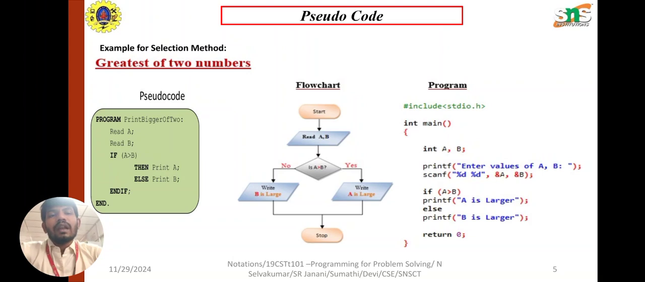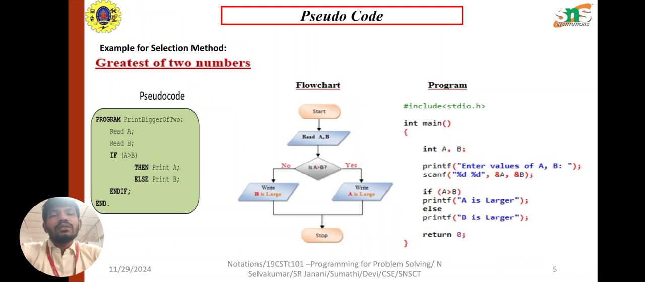If a is greater than b, then it displays the output that a is larger. If a greater than b is a false statement, it directly prints that b is larger. That is the concept.